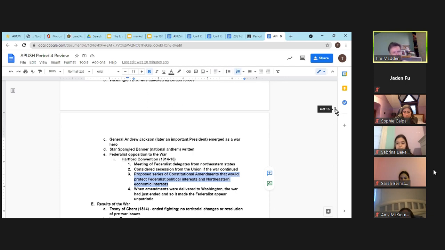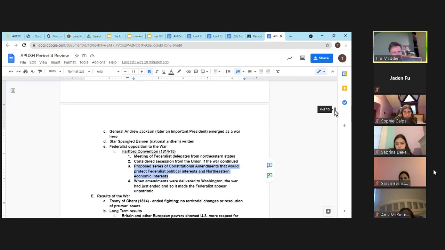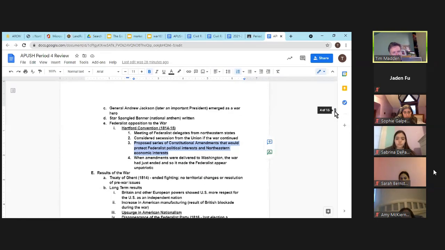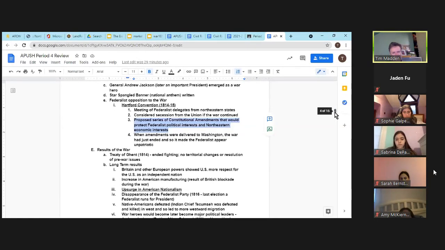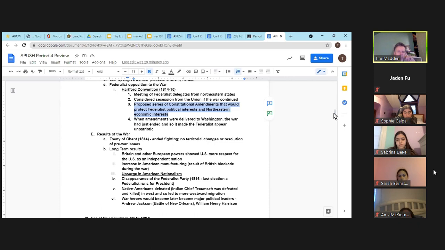and this great victory of Jackson. In their opposition to the war, they were perceived by many as being, some said treasonous, but really just unpatriotic, and it helped contribute to their decline. And so they really become irrelevant after the War of 1812, and by the election of 1820, they no longer exist as a party.